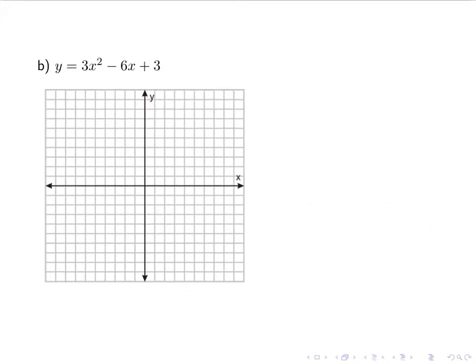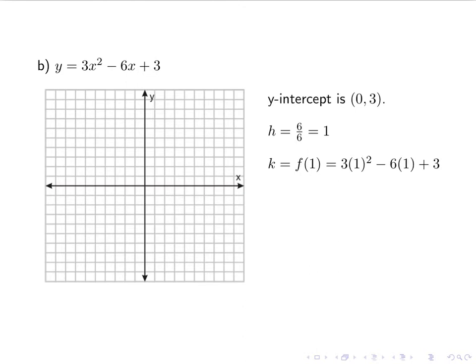Let's try another one. y equals 3x squared minus 6x plus 3. So again, the easiest thing to find is the y-intercept, 0, 3. Next, h is negative b over 2a. So negative b is positive 6, 2a is 6, 6 over 6 is 1. To find k, I'm going to plug 1 into my function. So 3 times 1 squared minus 6 times 1 plus 3. And I should be getting 0. So the vertex is 1, 0.